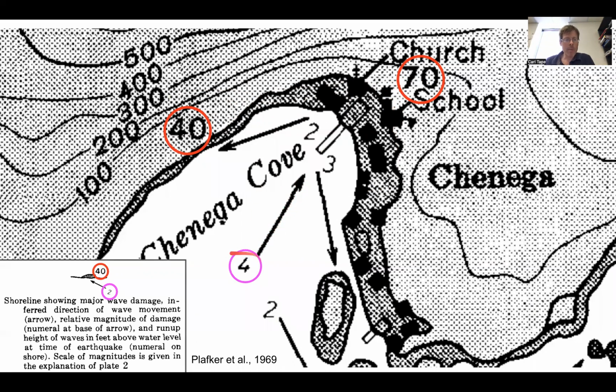And the magenta number gives a number associated with the relative amount of damage, 1 being the least and 5 being the most, just to, as George Plafker and others had to, get some kind of numerical scale to assess the damage they observed throughout southern Alaska.